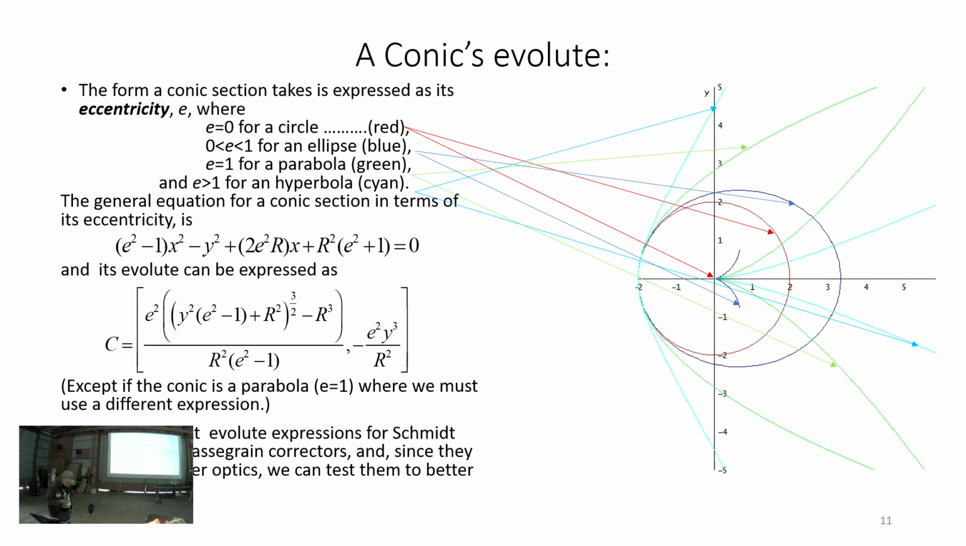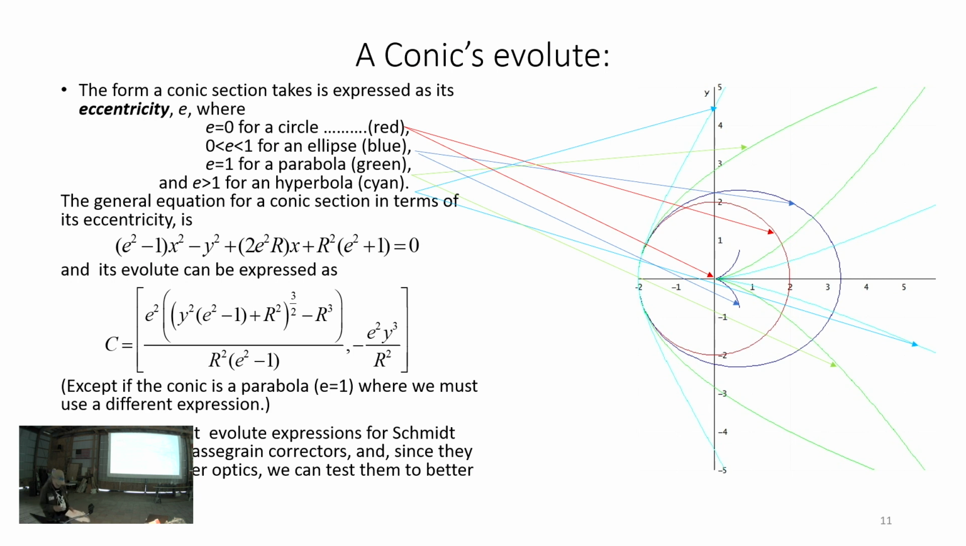Now, we can also get expressions for the evolute of a Schmidt corrector or a Schmidt-Cassegrain. And these eccentricities bear a relationship to what angle you cut the cone at, but I'm not going to talk about that because I can't remember it, and it's not really relevant here. I have a computer program that does all of this, so I don't need to worry about it, and you don't either if you want to do it. Anybody got any questions?